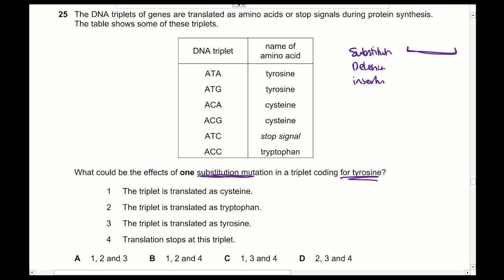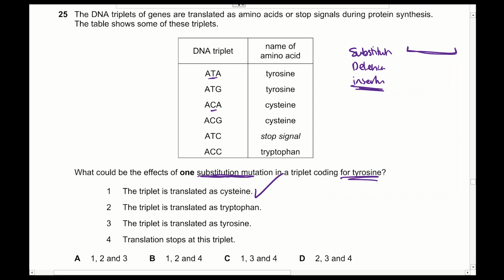Substitution mutation is where one nucleotide is replaced by another in the codon, and deletion is when a nucleotide is completely removed from a codon. Insertion mutation is where a nucleotide is inserted into a codon. So let's see the suggestions that we have. 1. The triplet is translated as cysteine. So here we have tyrosine as ATA, ATG, and cysteine as ACA, ACG. So a substitution mutation is when one nucleotide is replaced by another. In this case, tyrosine could turn into cysteine if the thymine is replaced by cytosine. So this is correct.